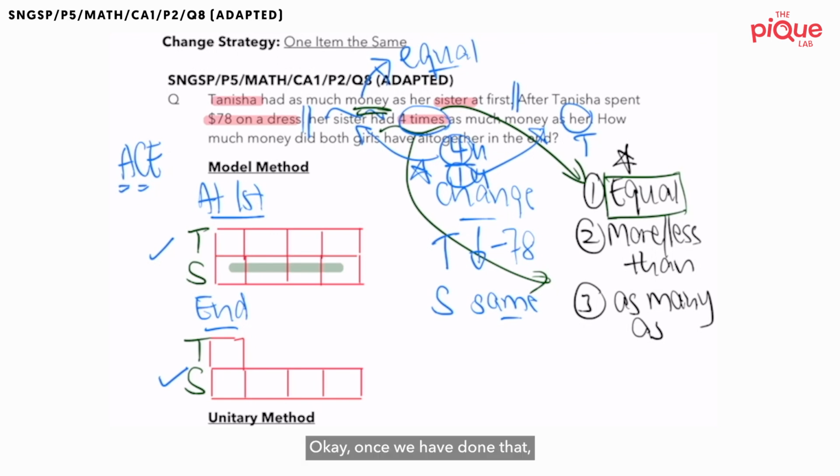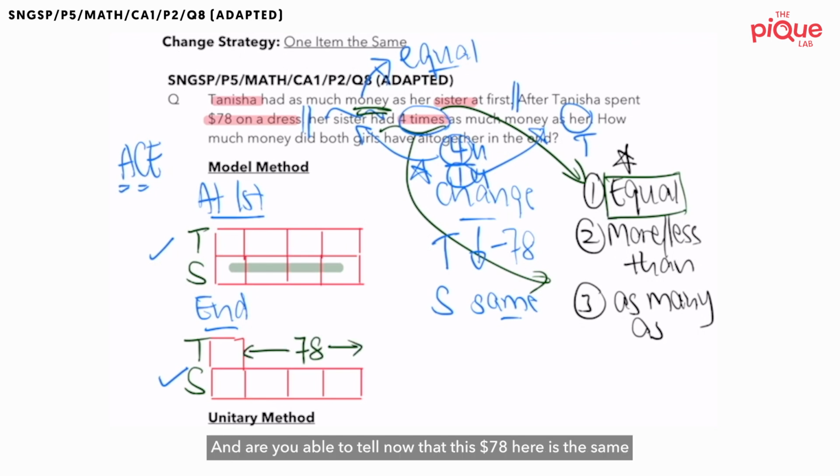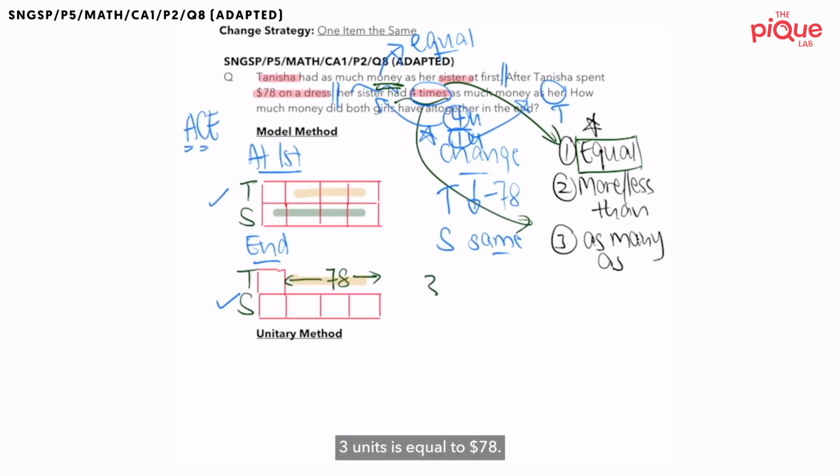Okay, once we have done that, let us see how much money she spent and how we can put that into our model. So since she spent $78, this part that is missing represents $78. And are you able to tell now that this $78 here is the same as this 3 units that Tanisha had earlier on? Because now she only had 1 unit left. So let us write that 3 units is equals to $78. What is 1 unit then? 1 unit is $78 divided by 3, and this will give us 26.